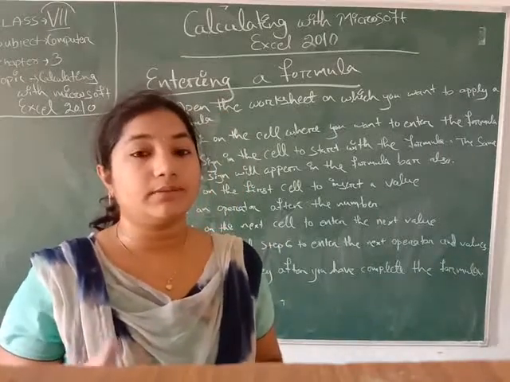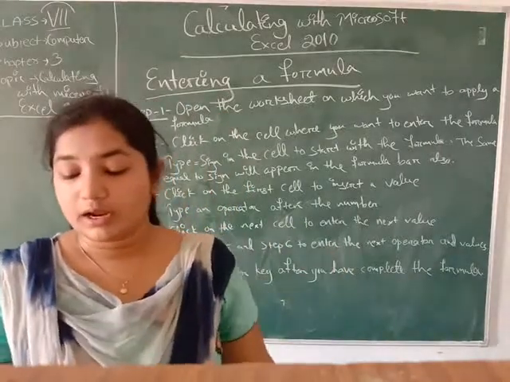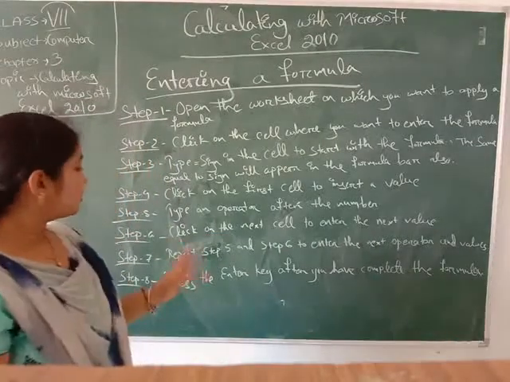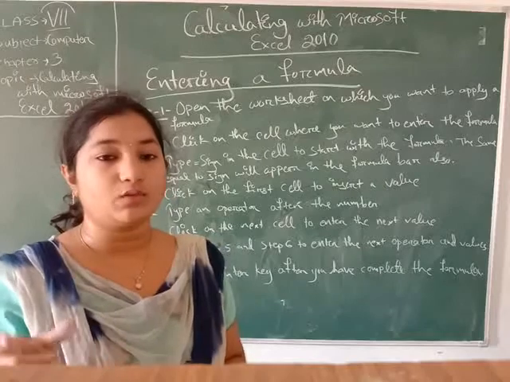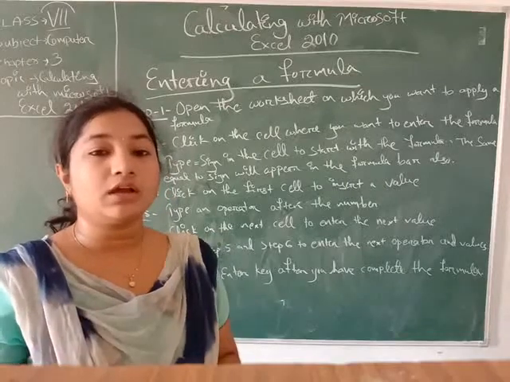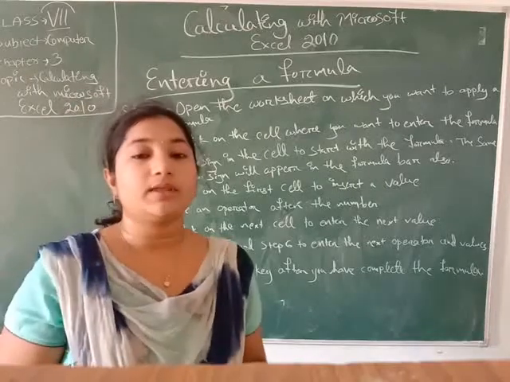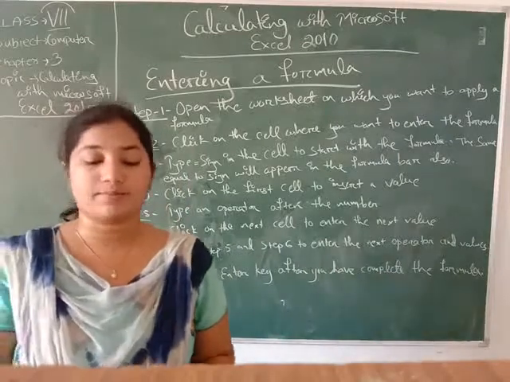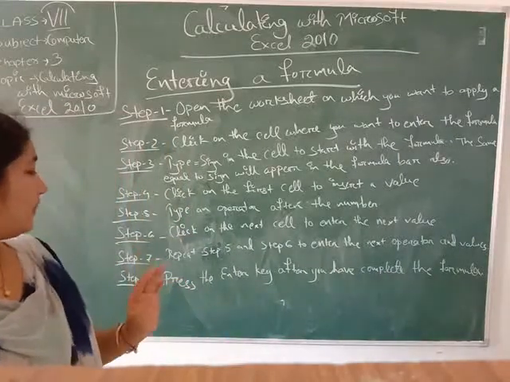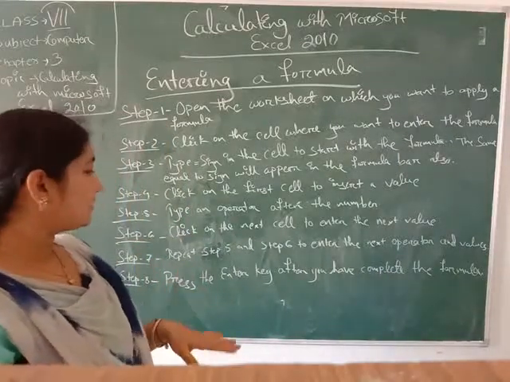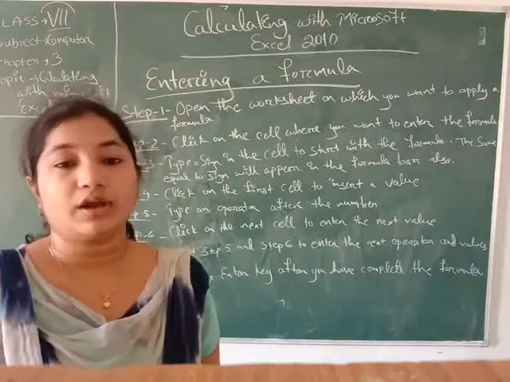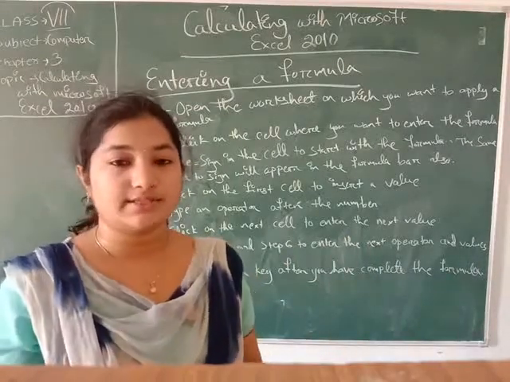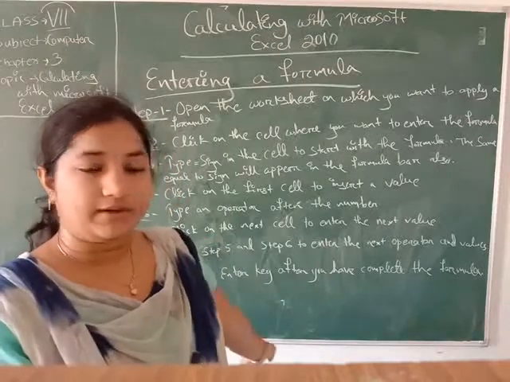We have to give an operator over there. After that, click on the next cell to enter the next value. After giving that one value, we click on the next cell and give the next value to the system. After that, repeat steps 5 and 6 to enter the next operator and values. However many values we want to give to the cells, we have to follow steps 5 and 6.